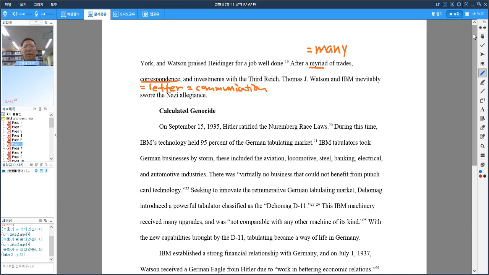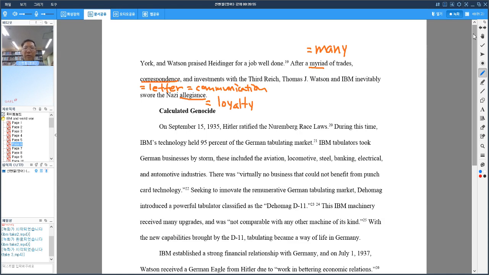after a lot of letters going back and forth between the German government and IBM, and also after a lot of investment with the Third Reich, Thomas Watson and IBM swore allegiance. Allegiance is like showing loyalty. So IBM promised that they would work for the Nazi regime, and promised their loyalty to the Nazi government.